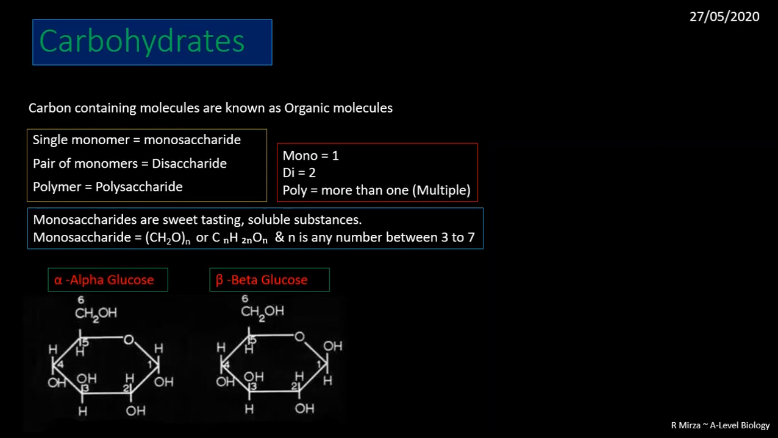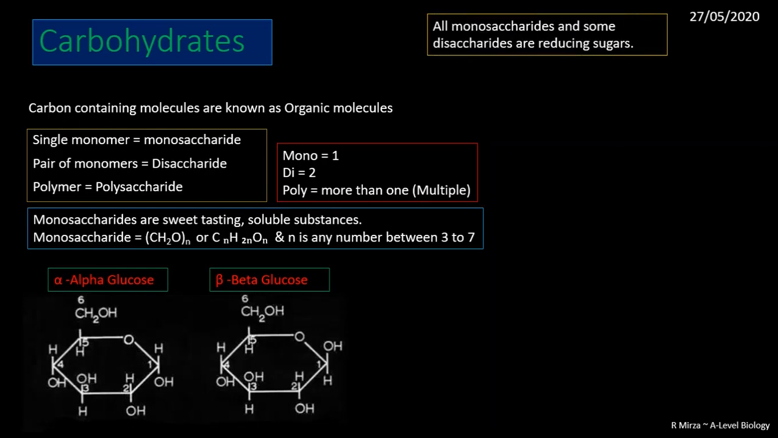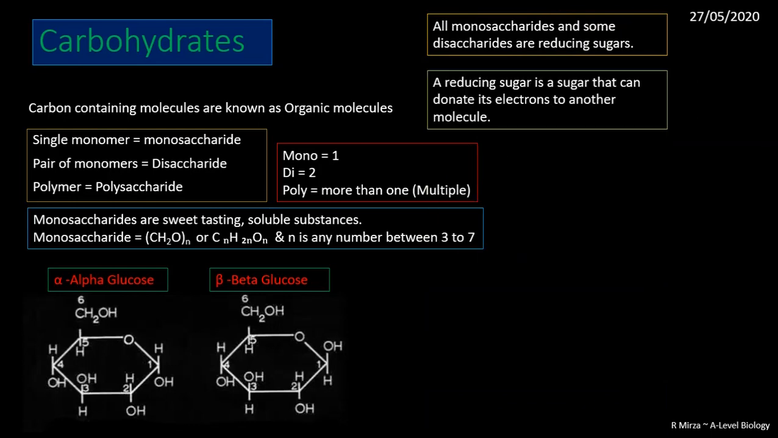All monosaccharides and some disaccharides are reducing sugars. What is a reducing sugar? Well, a reducing sugar is a sugar that can donate its electron to another molecule. We'll look at some examples of disaccharides along with their constituent monosaccharides. These are quite easy to memorize.